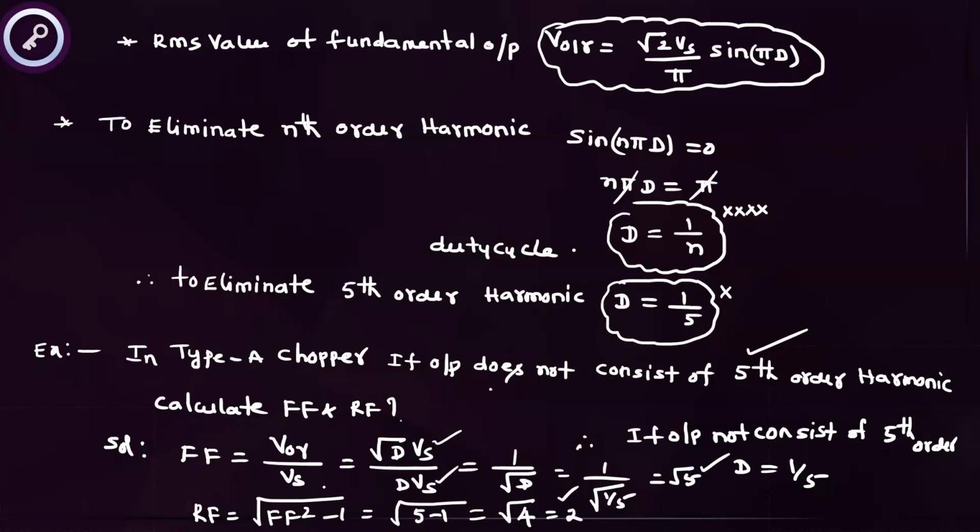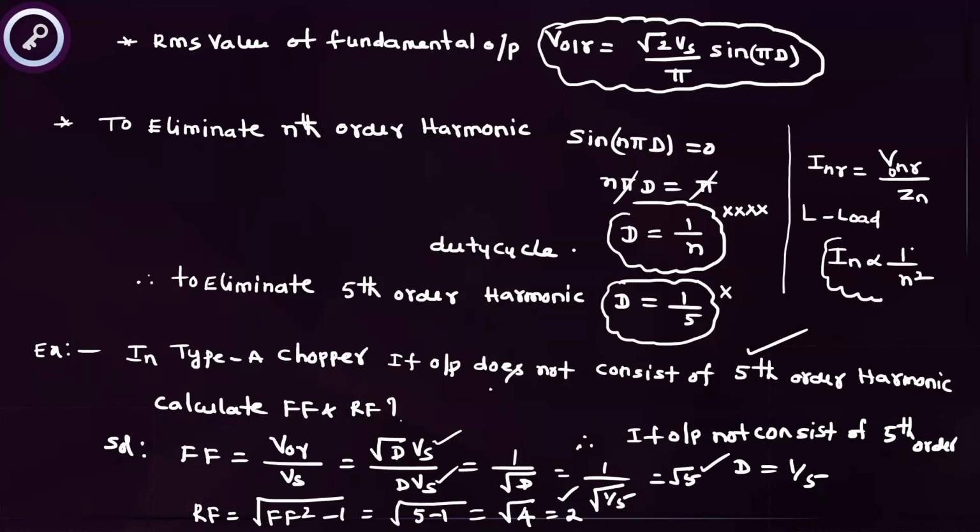And one more point you have to remember, students. Here I calculated only voltages. If it is asked what is the nth order harmonic current, nth order harmonic current equals nth order harmonic voltage by Zn. And in general, for purely inductive load, nth order harmonic current is inversely proportional to 1 by n square. But no need of proof, leave it. These are the points you have to remember.